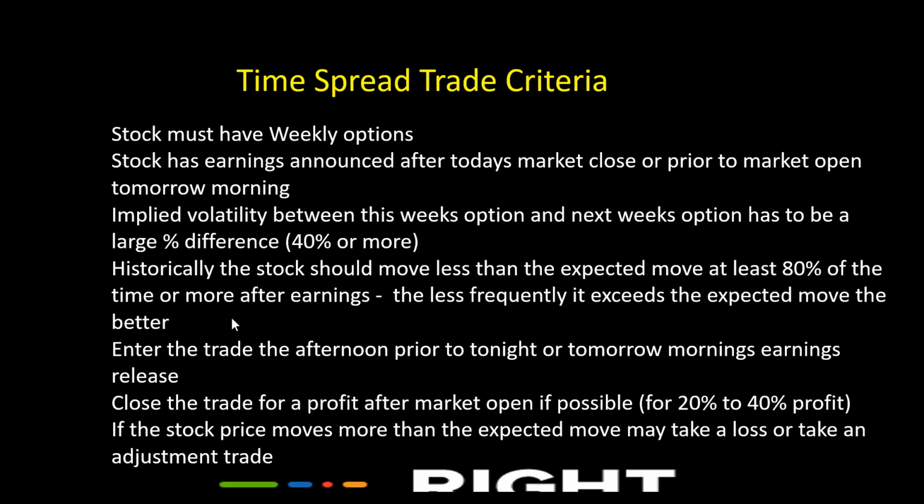Historically, the stock should move less than the expected move. The price now, not the earnings. The stock price should move less than the expected move at least 80% of the time or more after earnings. And I have a piece of software that a friend of mine has that I use that tells me historically how many times this stock beat the expected move. A lot of times I'll look from 0 to 20%.